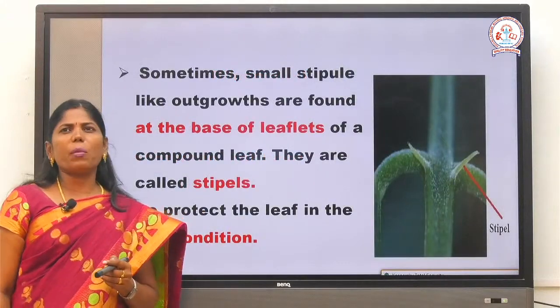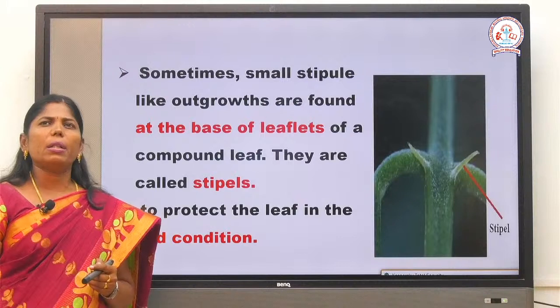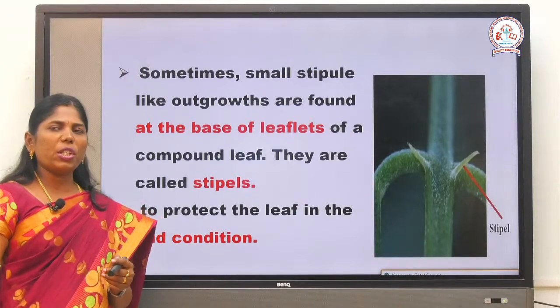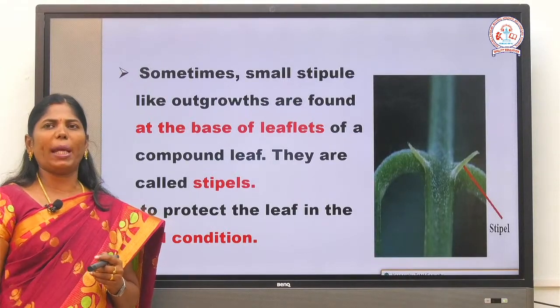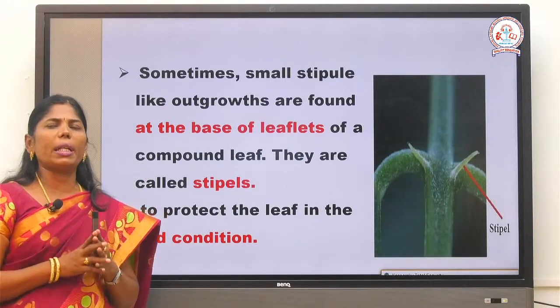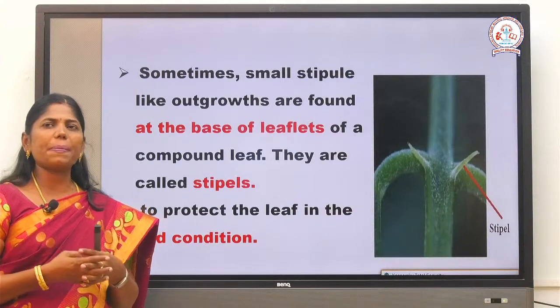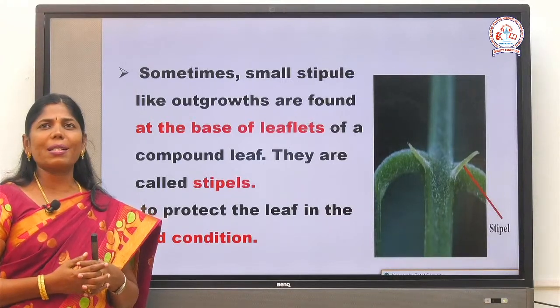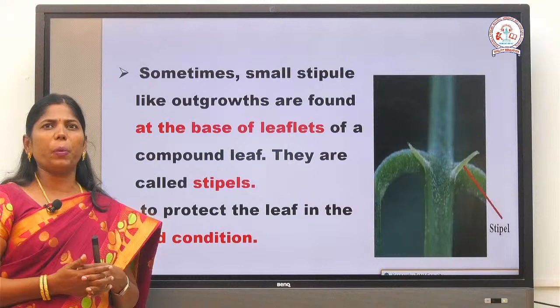So sometimes a small stipule is also there. Where is the stipule? Which one is considered as stipulate? If the stipules are present in the leaf on either side of the node, that is known as stipulate. If it is absent, that is exstipulate. So here there is a stipule.